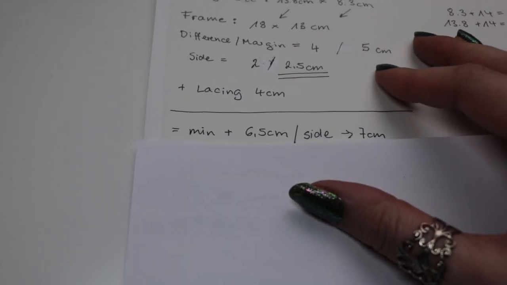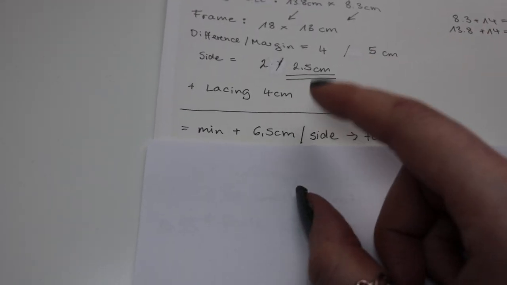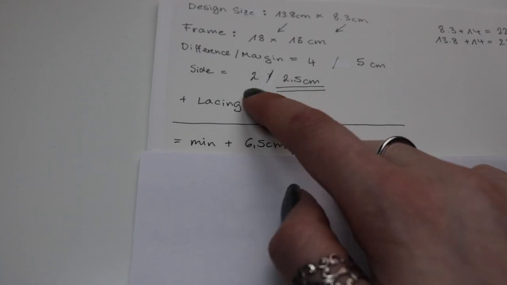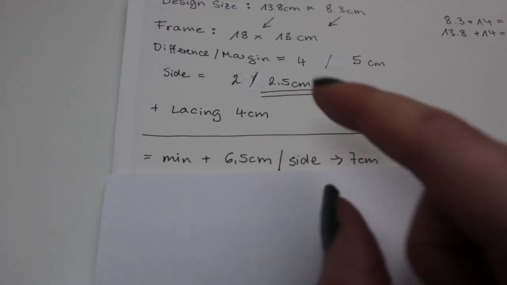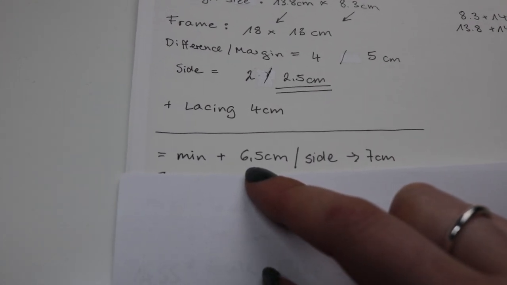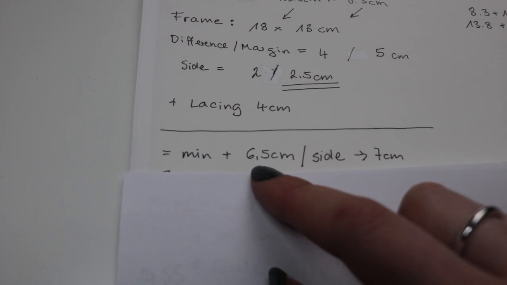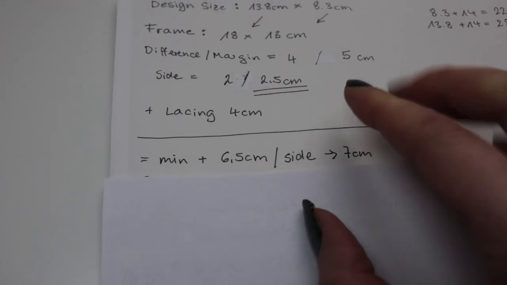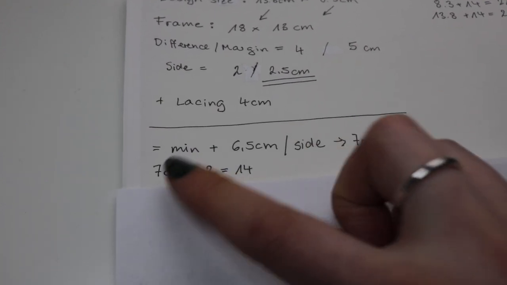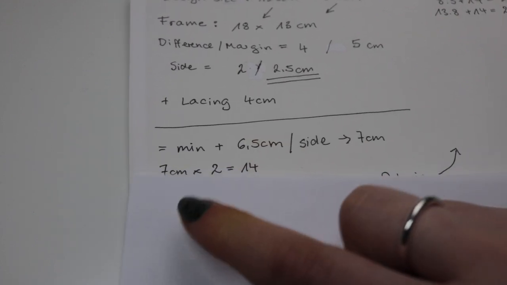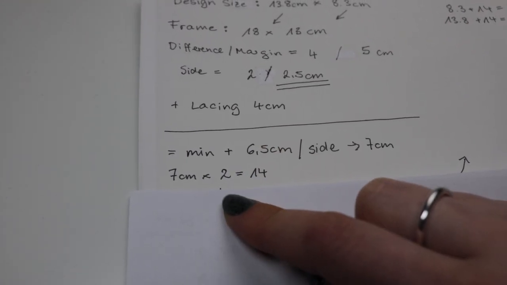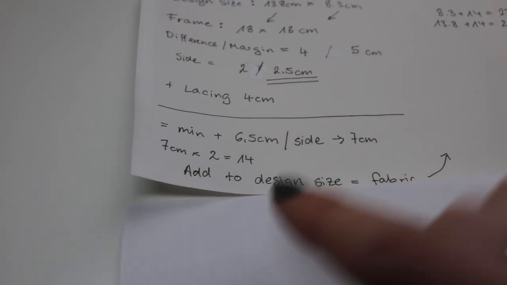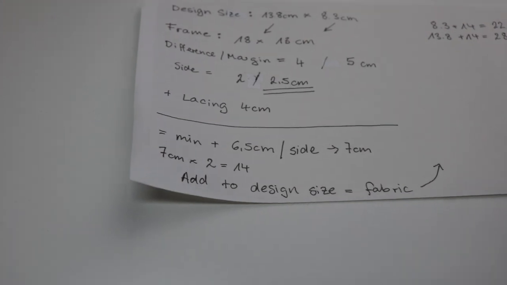And so now I add the 2.5 centimeters plus the 4 centimeters of lacing. I take the bigger number because I only want to calculate with one number. That's the minimum of 6.5 centimeters on each side that I need around my design to have enough fabric. I rounded this up to 7 centimeters just for easier calculations, and so 7 centimeters on each side means times 2, because I need it on every side, it's 14. And this is the amount I add to my design size. Add to design size, that is the size of the fabric we need.